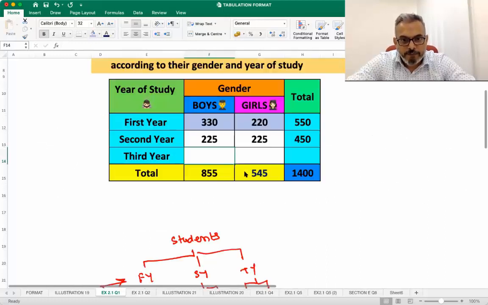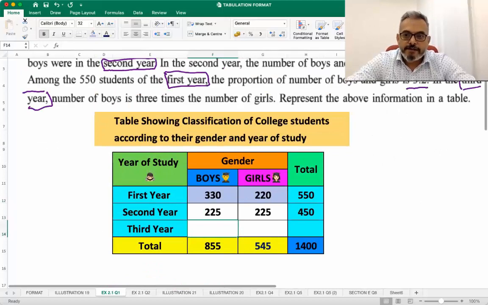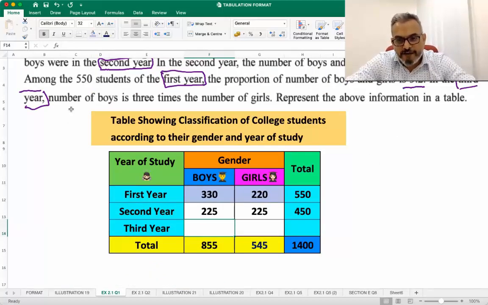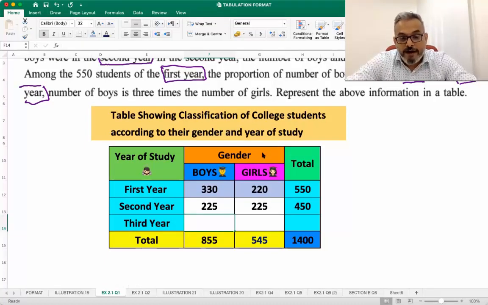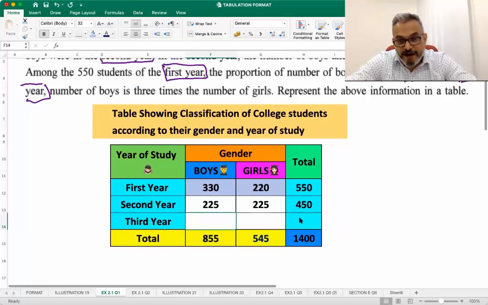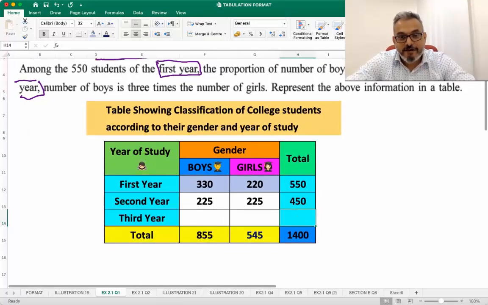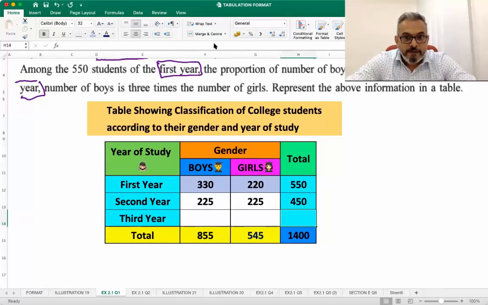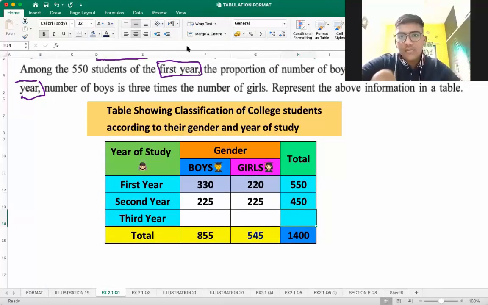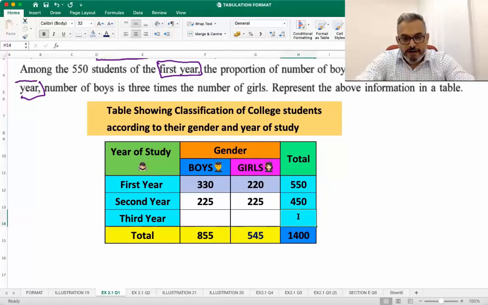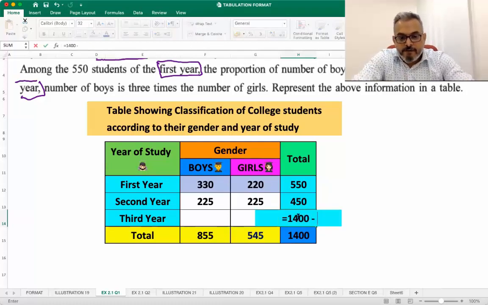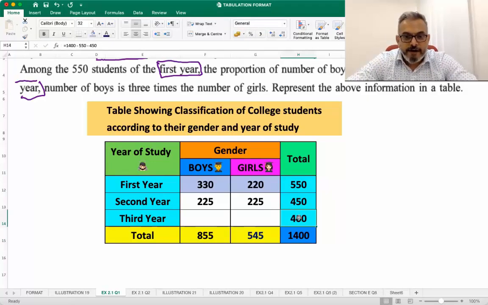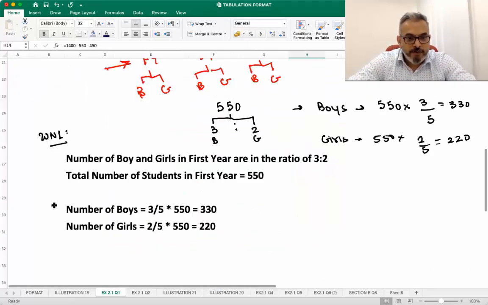Okay, now let's proceed. In the third year, number of boys is 3 times the number of girls. Now, this is very interesting. First of all, let's find out how many students are there in third year of study. 400. Over here, 1400 minus 550 minus 450. So you get 400. Now, let's do working note number 2.